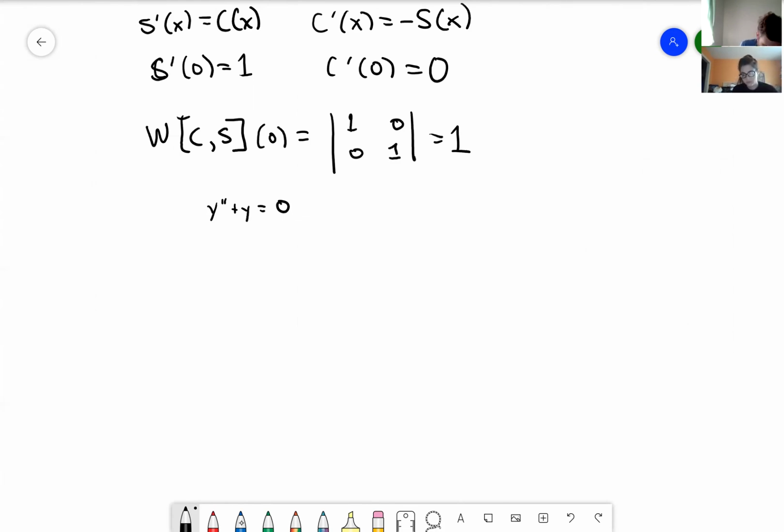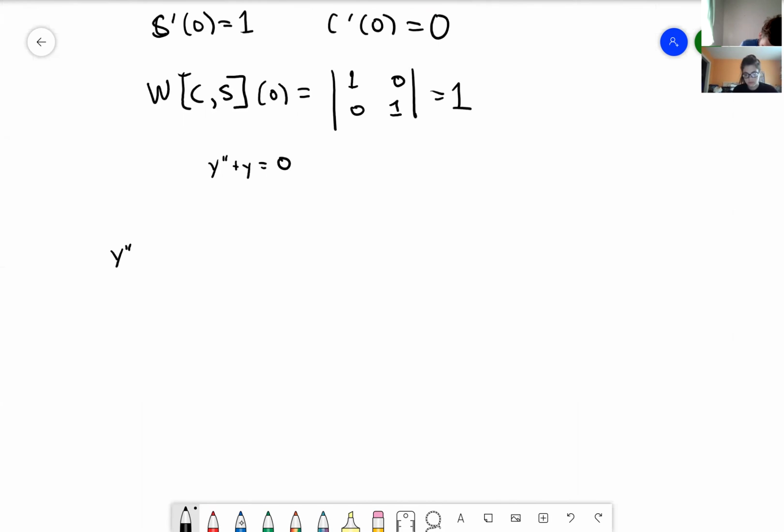But this is the second example. And it is y double prime equals xy. Deceptively simple looking equation. We're writing it in the standard form that we're using, y double prime minus xy is equal to 0. And this is called Airy's equation. Another one that comes up in mathematical physics.